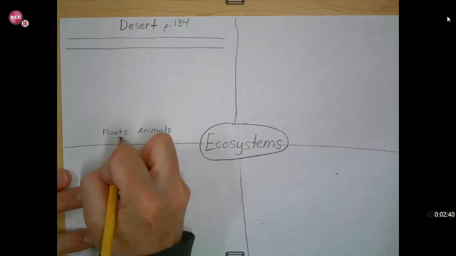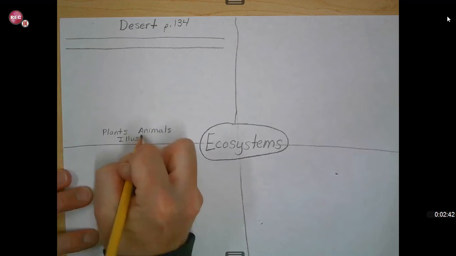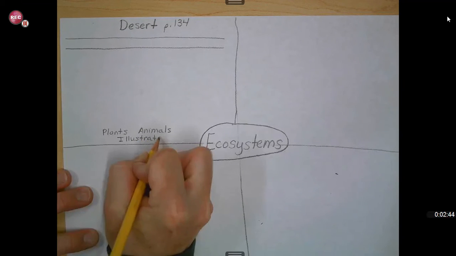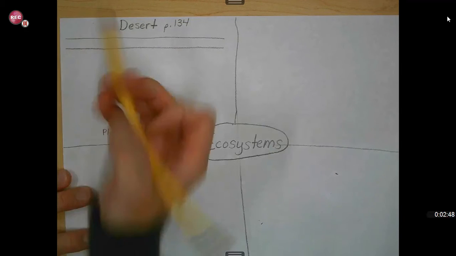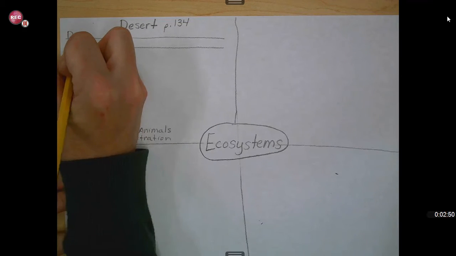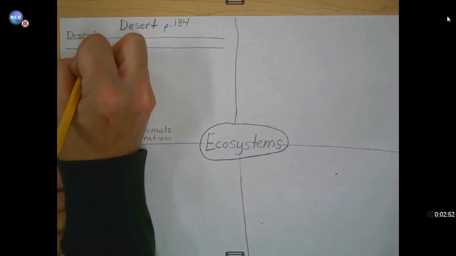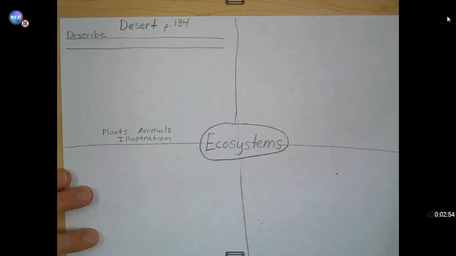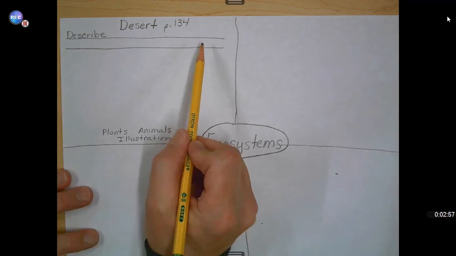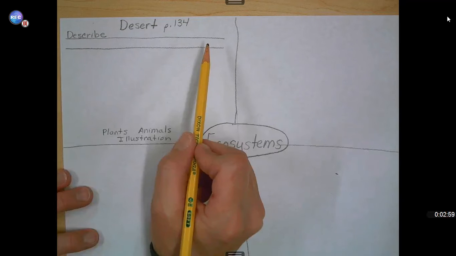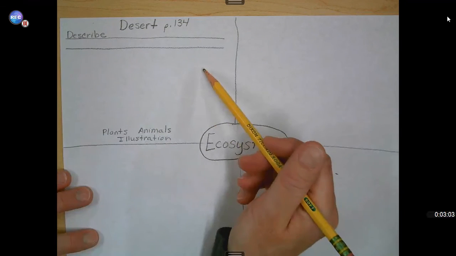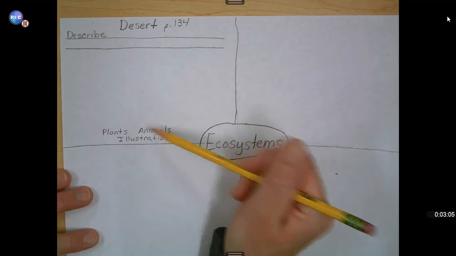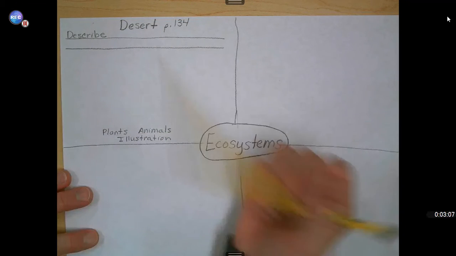And I'll put illustration just so you know that you're going to be drawing a picture. And I'd love to see lots of color. So again, up here, you're going to describe the desert ecosystem. And this is all from the text also. So tell me what the desert ecosystem's weather is like, the type of plants, the type of animals you would see there. And then in this box, you're going to draw a picture of the plants and animals that you would find in the desert.